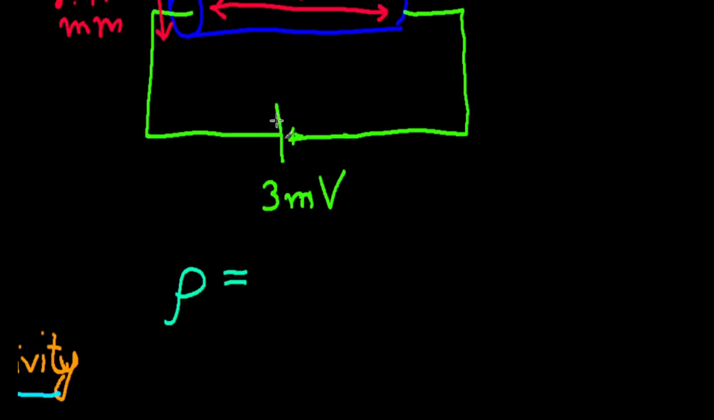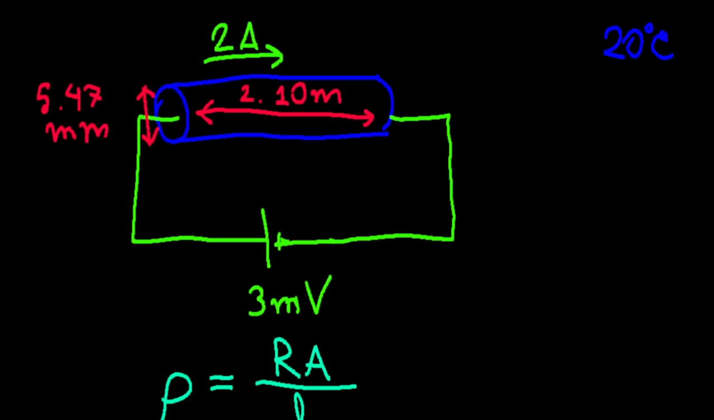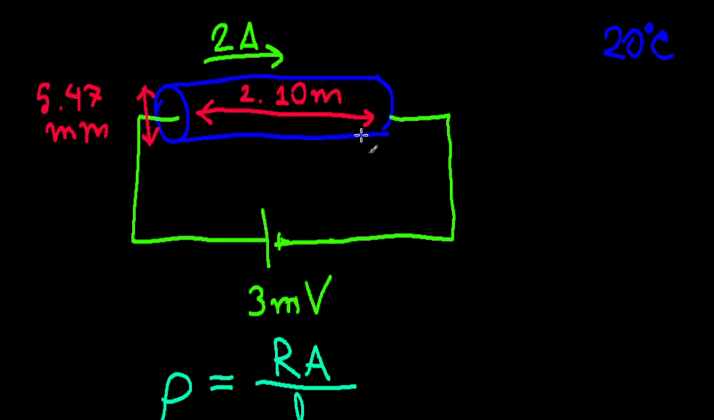First thing we need to find rho, and we did rearrange that equation and found that rho is equal to RA by L. So we need resistance, area, and length. The length is pretty clear, so we just need to plug that in. The resistance, we don't exactly have it, but we do have the voltage across this rod, and for that voltage, what is the current?